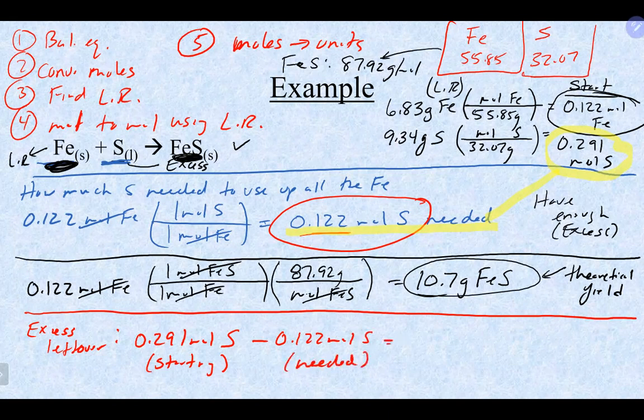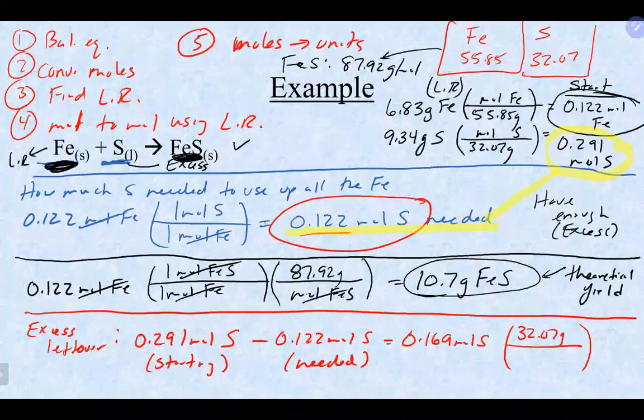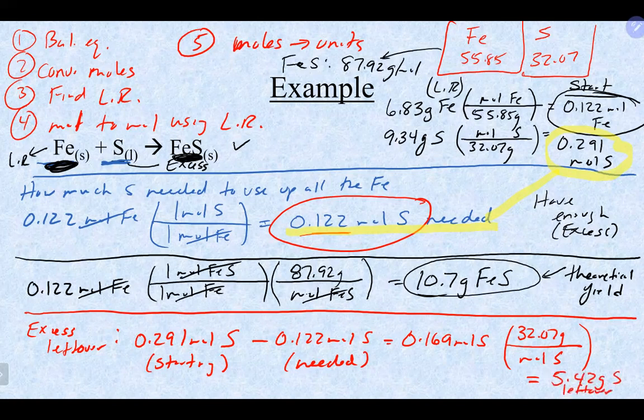And that would tell us that we would have 0.291 minus 0.122, 0.169 moles of sulfur, which if we want a gram reference, molar mass of sulfur, 32.07 from the periodic table, it's about 4.42 grams of sulfur left over at the end of the reaction. We started with about 9.34 grams of sulfur in this reaction. We used about 3.5 grams or so of sulfur in this reaction. We have that much left over.